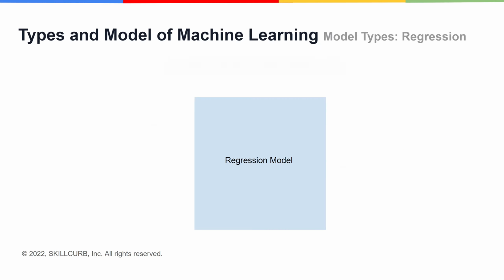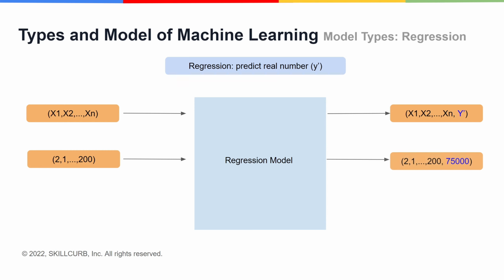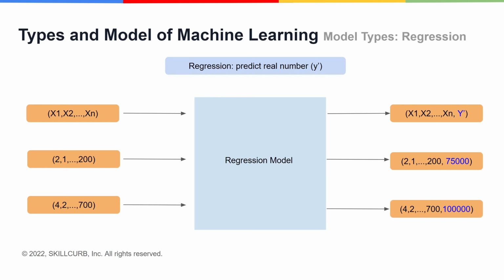Let's look at a few of the most common machine learning model types that exist. The first one is regression. Regression is used to predict a real number such as the Y prime value of a property. We use a regression model, input a set of features, and the model predicts the label Y prime and connects it with the set of input features. So a property of 200 square meters, 2 bedrooms, and 1 bathroom typically has a cheaper housing price, which is around $75,000. Another property of 700 square meters with 4 bedrooms, 2 bathrooms, has a predicted value of $100,000.